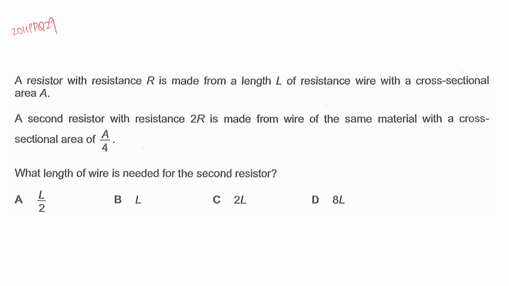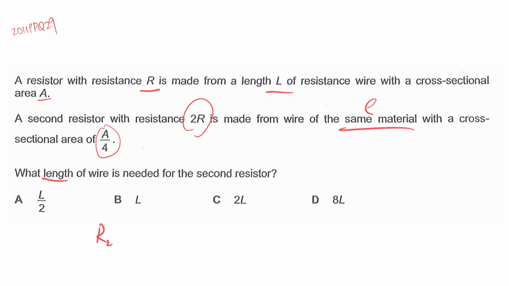In this question, you have a resistor of original resistance R, and the length is L with a cross-sectional area A. The second wire with a resistance of 2R is made of wire of the same material, same resistivity, and the cross-sectional area is A over 4. So this is thinner by 4 times. So what is the length? As mentioned, you can also use the same techniques.